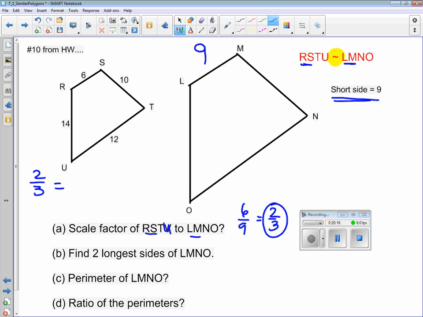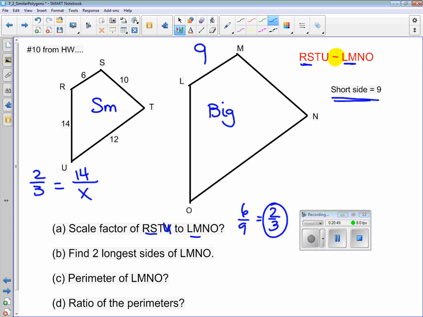Now remember, it went from RSTU to LMNO, whatever. Small to big. Would you agree? It went from small to big. Fine. So on the small figure, 14, and then what would I put here if I'm trying to find it? X. So you should be writing this down, right? This is part of the notes. Okay? And so this would be the proportion that I use to find the largest side on the other figure.